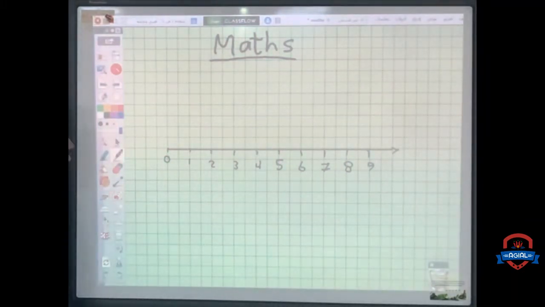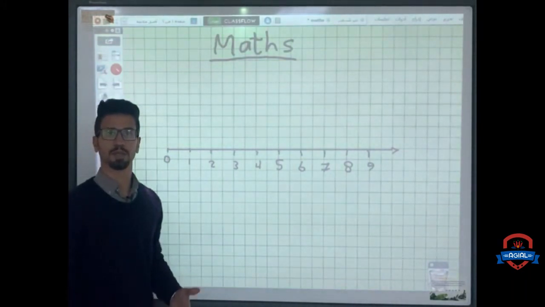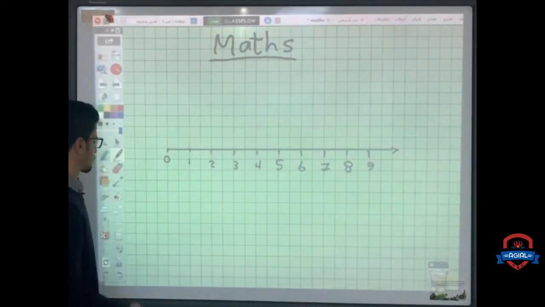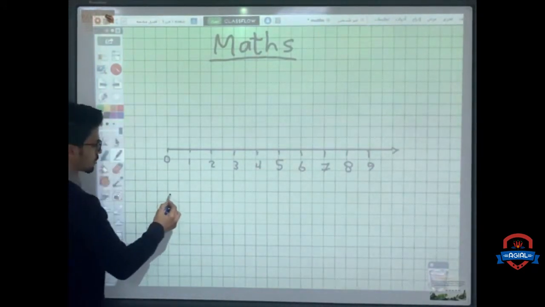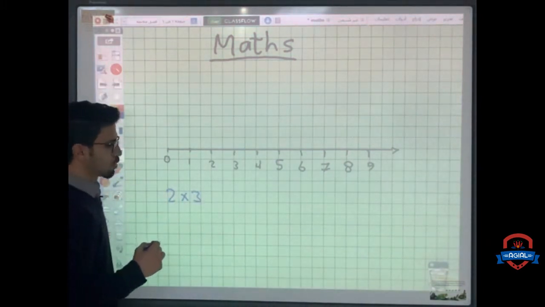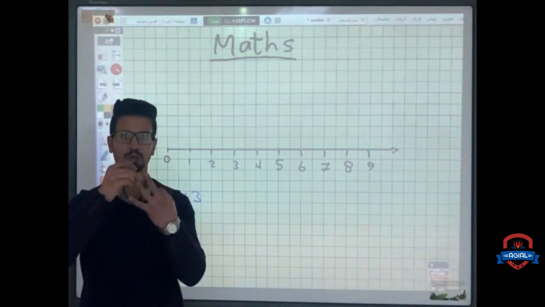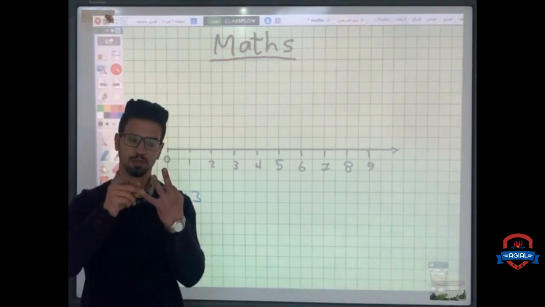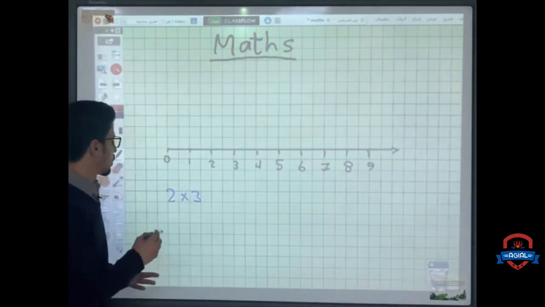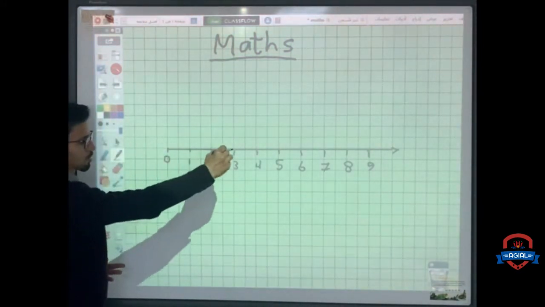And now we need to represent the multiplication operation on the number line. We had started before that multiplication is a repeated addition. So for example, if we have 2 times 3, we have to skip count by 2 for 3 times. So we have 2 and 2 and 2, so we can say 2, 4, 6. So we have to skip count by 2. We have 2 times 3, and we need to represent this operation on the number line.